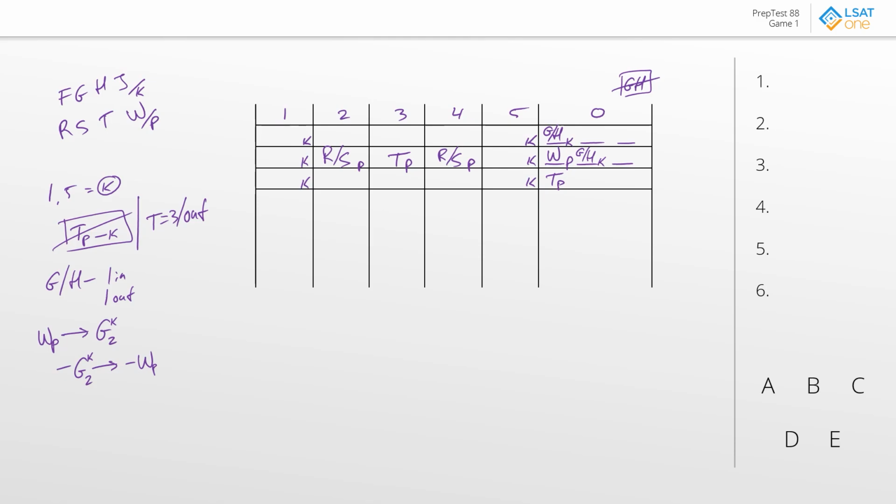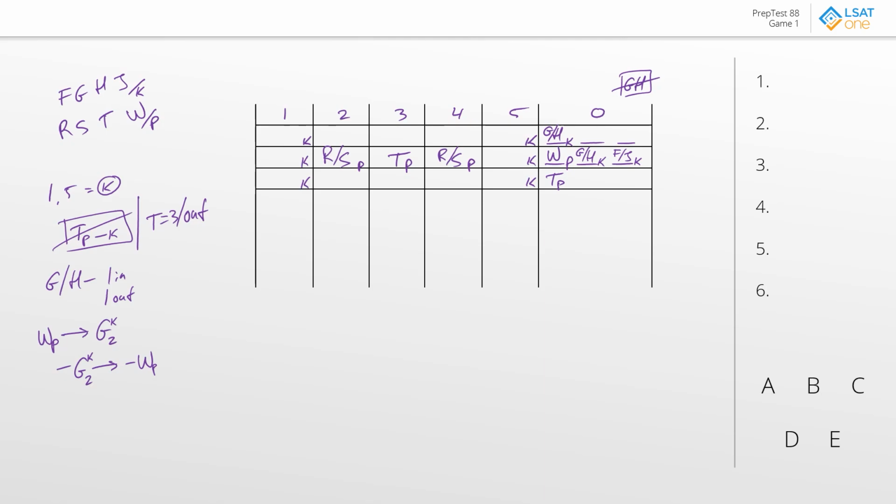So the other kitten would have to be one of F or J, which means one of F or J would also have to be out, right? I guess we can even just do this. We can't have both G and H out, but one of them will be out, which means that the last kitten who is out will have to be one of F or J.